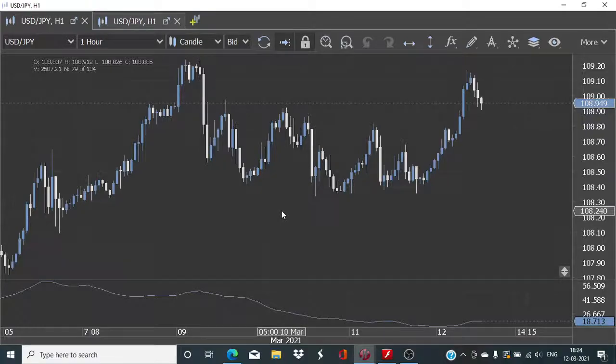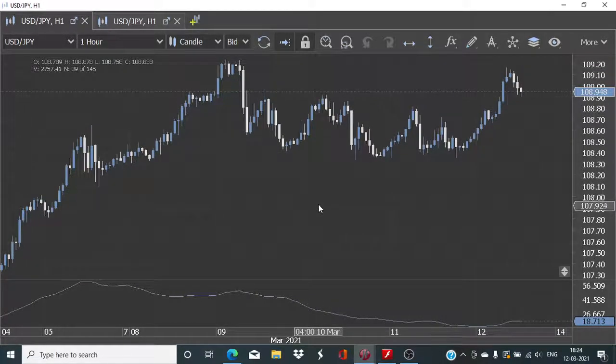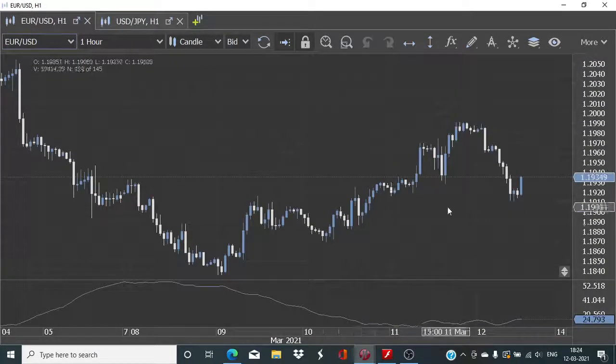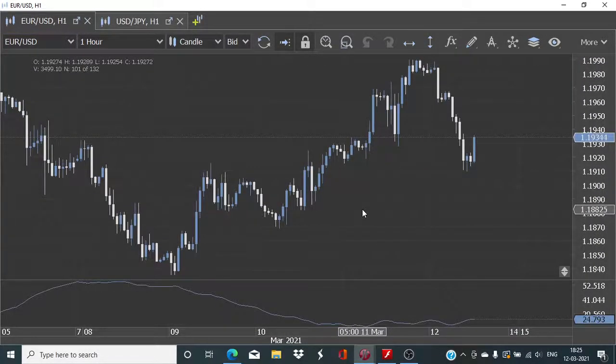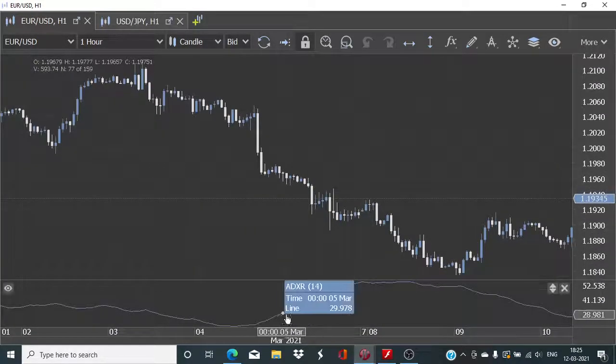So for execution of any sell trade, we need the ADXR values to be on the rise. This is the USD chart, so I will make it to Euro USD. We need the ADXR values on the rise, and it should be in the range of 25 to 35. That means it should be above 25 and below 35, and it should be higher compared to the ADXR values 2 hours prior to the closing of last hourly candle. So we will be doing the comparison for that.